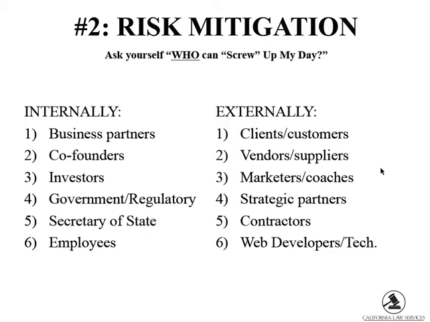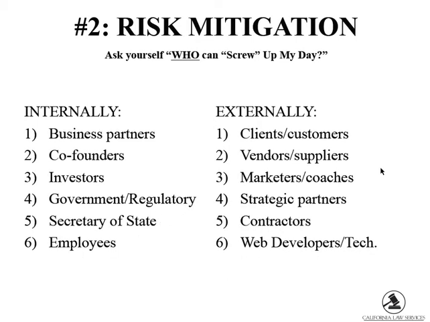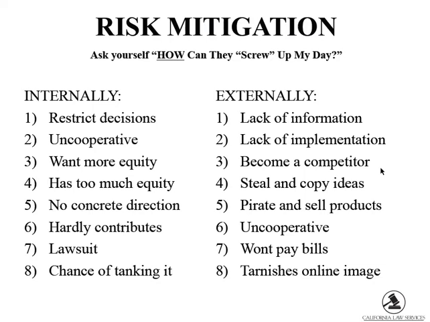Externally, clients, customers, vendors, suppliers, marketers, coaches, strategic partners, contractors, even your web developers and tech geeks who are helping you. Can they give you a problem? Absolutely. Can they screw up your day somehow? Absolutely. Right? So these are the parties who you need to think about from a risk mitigation and a risk prediction standpoint. Let's ask yourself another question. How can they screw up my day? Okay, so that's the next question. The first step is, who is going to screw up my day? The next part to that corollary is, how can they screw it up?